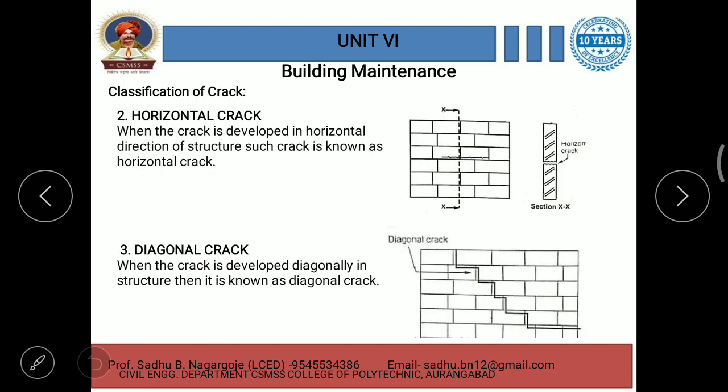The next one is horizontal cracks. Again, the name itself indicates that when the crack develops in the horizontal direction of the structure, such a crack is known as a horizontal crack. Here these horizontal cracks are shown. Then diagonal cracks, the third one. When the crack develops diagonally in the structure, it is called a diagonal crack. These are the diagonal cracks.